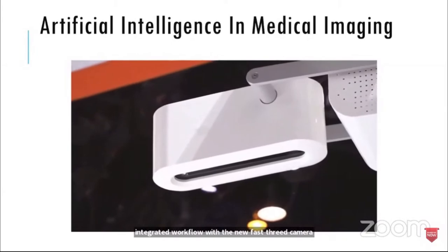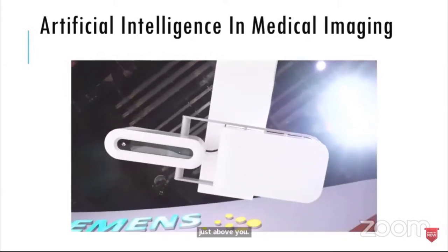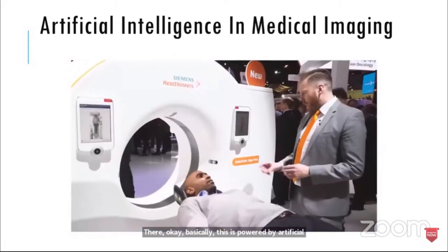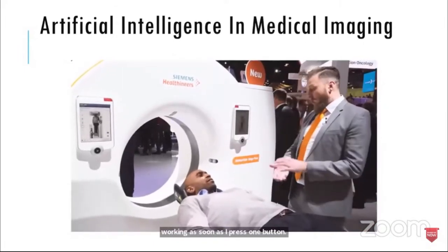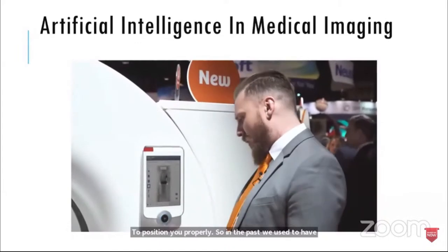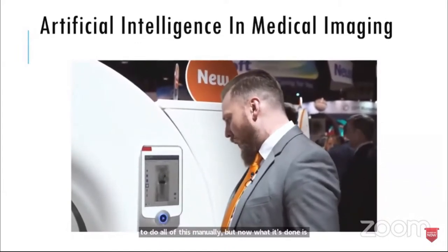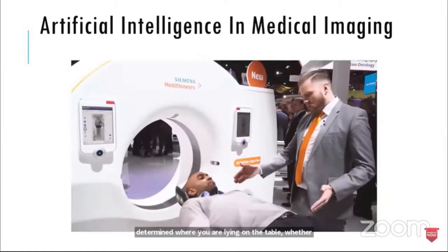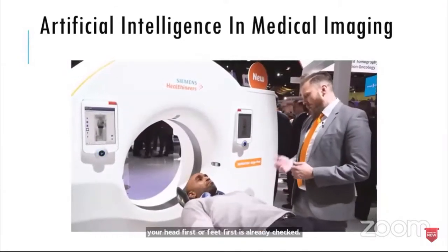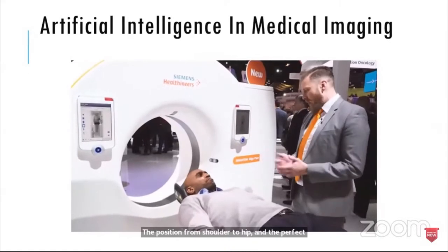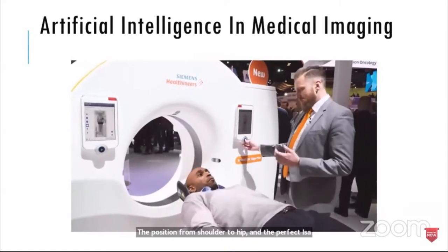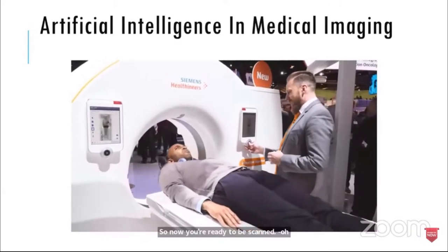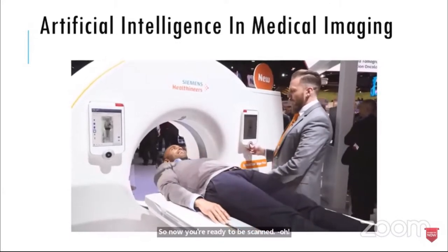Okay. Basically, this is powered by artificial intelligence. We've got a lot of algorithms in there working as soon as I press one button to position you properly. So in the past, we used to have to do all of this manually, but now what it's done is determined where you are lying on the table, whether you're head first or feet first. It's already checked the position from shoulder to hip and the perfect isocentering as well. So now you're ready to be scanned. Oh, I got to tell you, Mark, this is kind of comfortable. Certainly is, but we don't want you on there for too long.